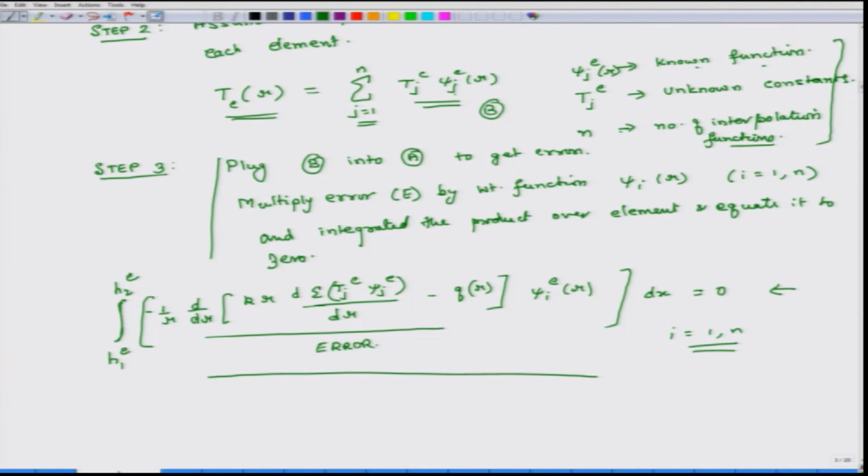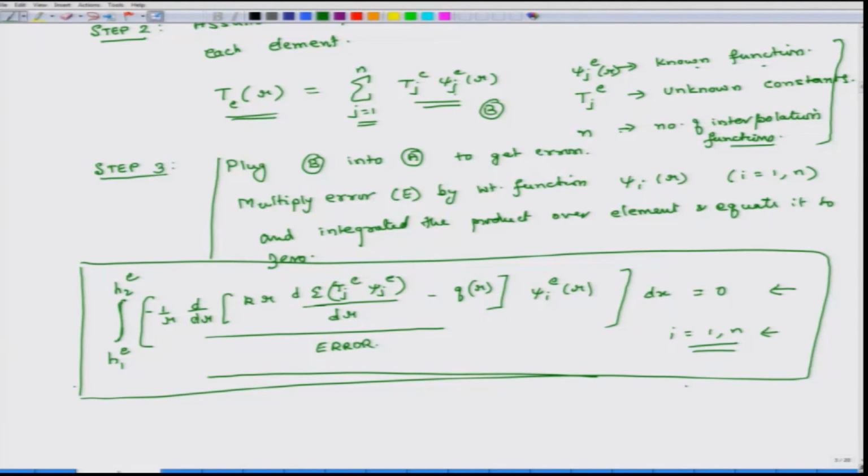Okay. So, first I multiply the error with psi 1, I get one equation. Then I multiply this error with psi 2 and integrate it, I get second equation. So, total number of equations I will get at element level will be n, right, because I is equal to 1 to n, and total number of Tj's which are unknown are n. So, the total number of Tj's is n, and total number of equations which we generate at element level is n.